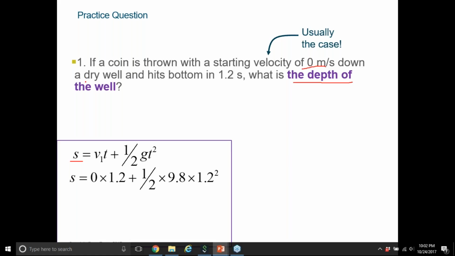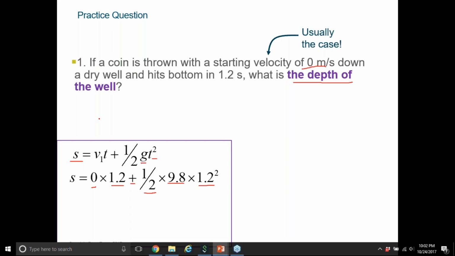So we just fill in our numbers. Our starting velocity was 0. Our time is 1.2. The plus and the 1/2 just stay there. G is always going to be 9.8 and our time is 1.2. And remember, we're going to square this number, 1.2. We're not going to square the G for 9.8. That just stays how it is.